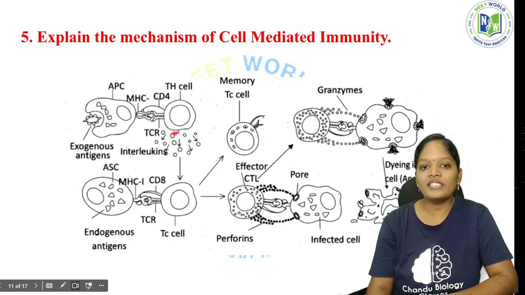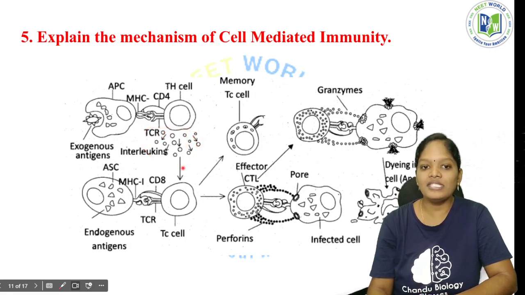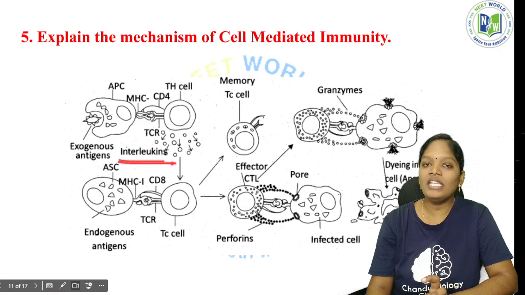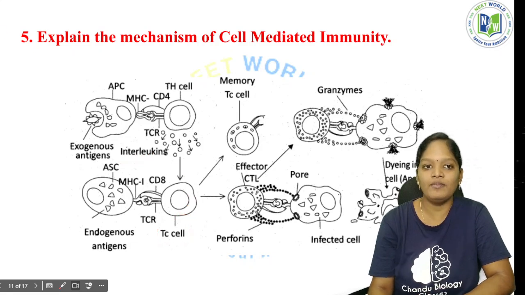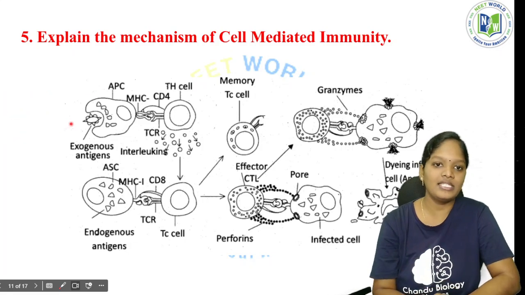Now these T cells are going to release the interleukins. Once the interleukins are released, they not only activate the B cells but also another T cell called the TC cell, that is the cytotoxic T lymphocyte. As I have mentioned before, T lymphocytes have three different types of cells: cytotoxic T lymphocyte, helper T cells and suppressor T cells. These are the three important types of T cell.